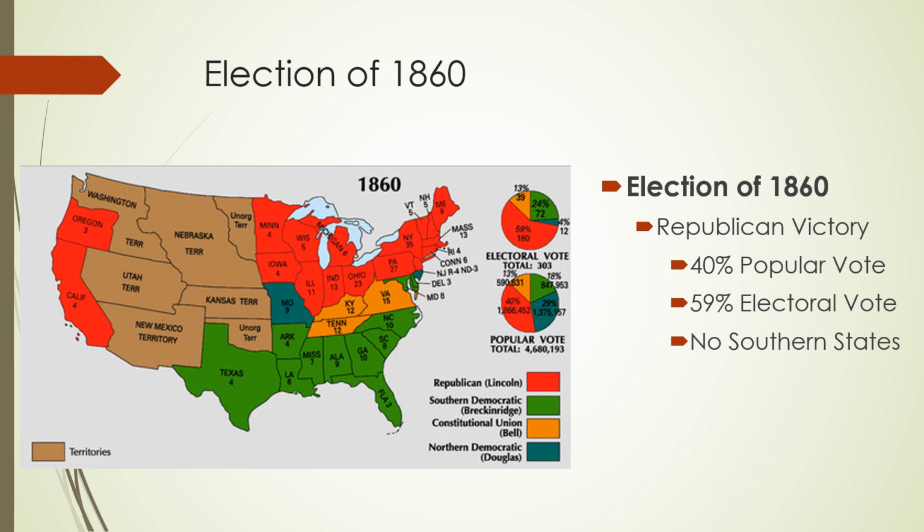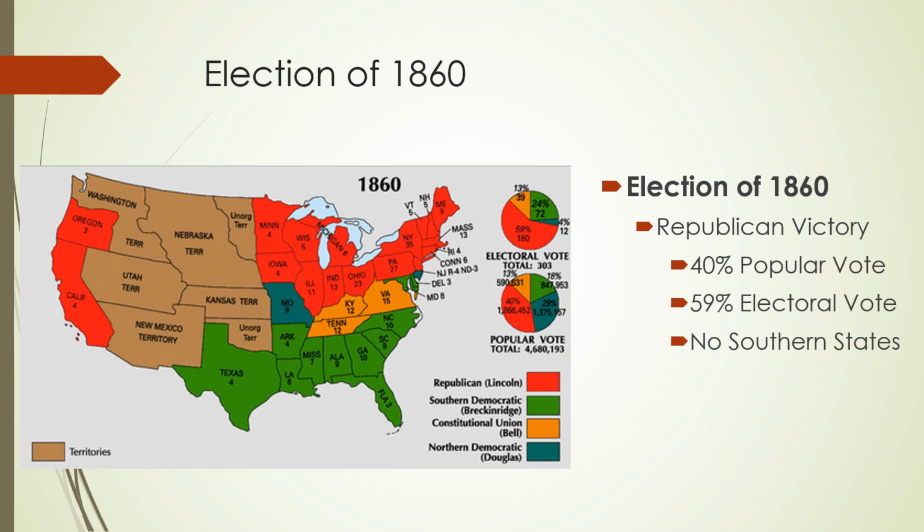All right, so the red states there are Lincoln. Notice he only won free states. He only won free states. Not a single slave state voted for Lincoln, which makes sense because Lincoln's an anti-slavery candidate. But what happened to our slave states?